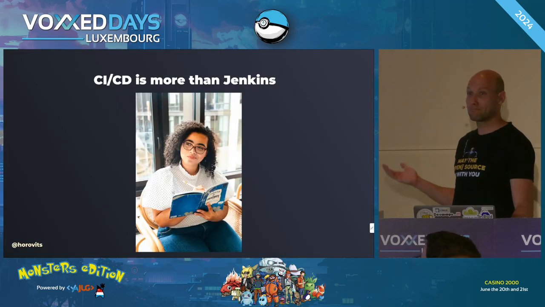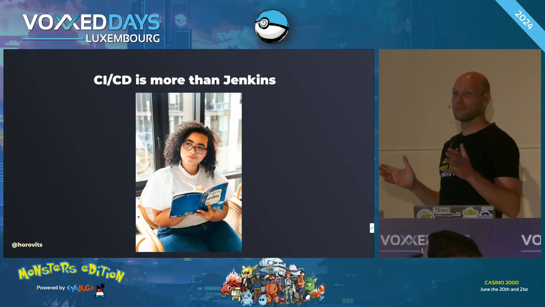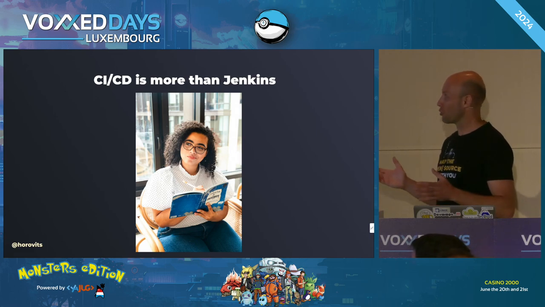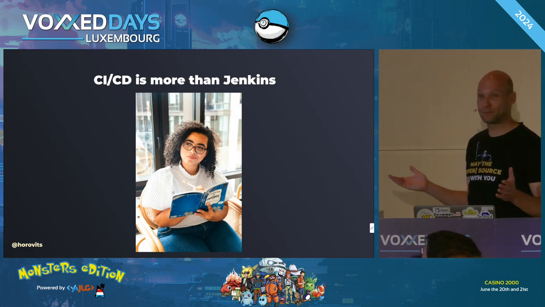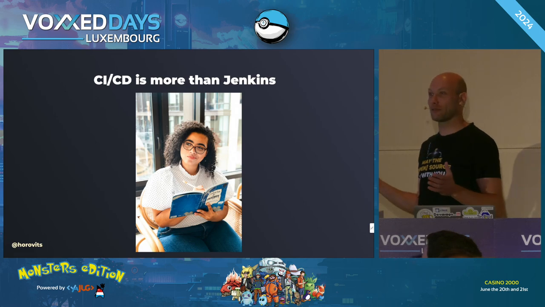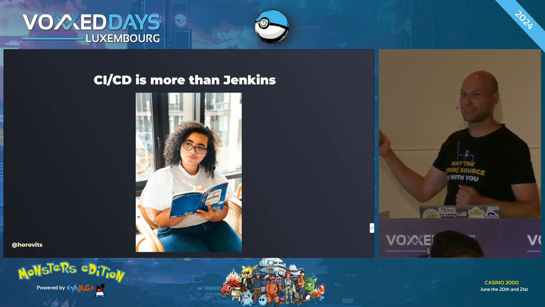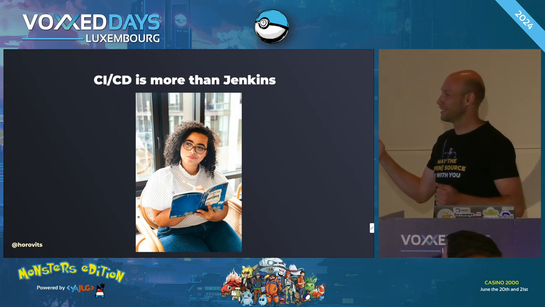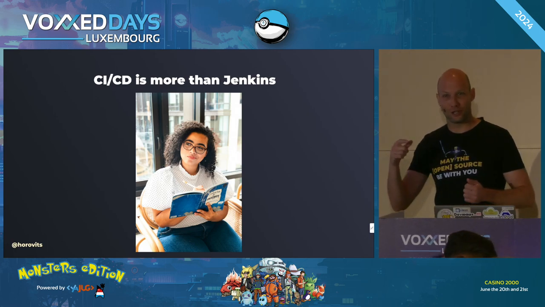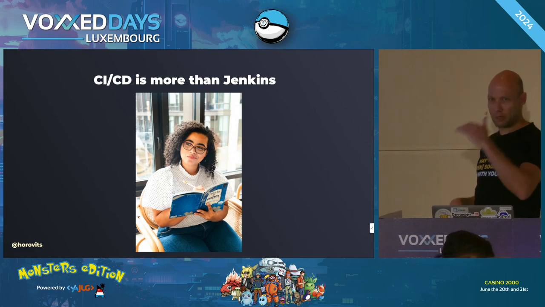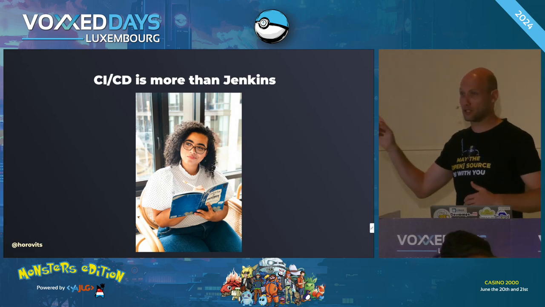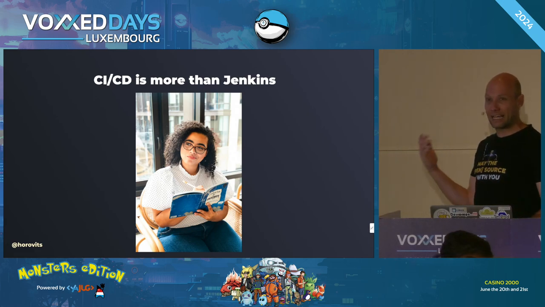But CI/CD is more than just Jenkins. So what else do we need to cover that we haven't covered yet? Who remembers the original requirements for the project? I mean, the project had four requirements. The requirement that we haven't addressed so far is the analysis of flaky tests and test performance.